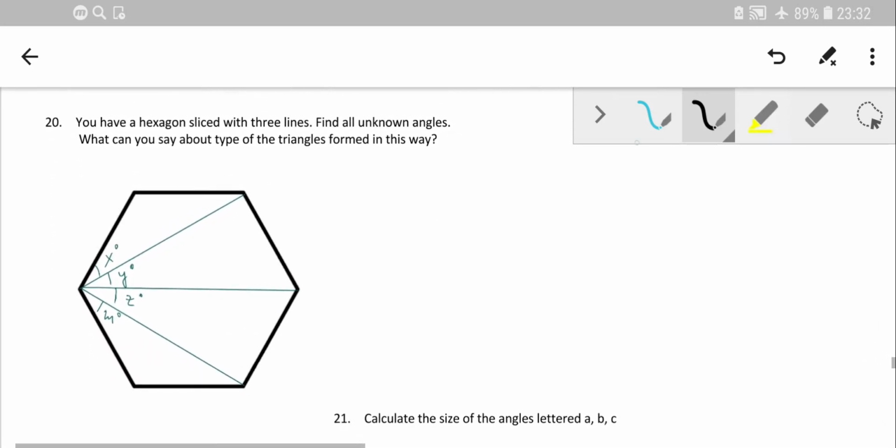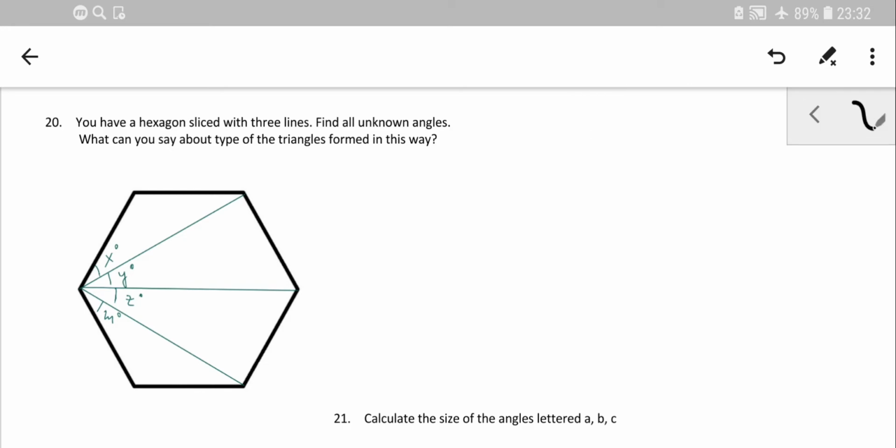So 20, maybe a more complicated task. You have a hexagon sliced with 3 lines. Okay, so those 3 lines here. Okay, find all unknown angles. That's the first question, so that's why we first try to answer that. Find unknown angles. They're all different. It looks like there are really a lot.